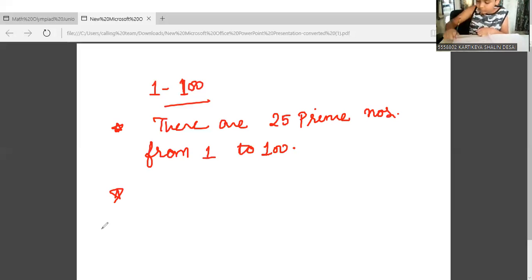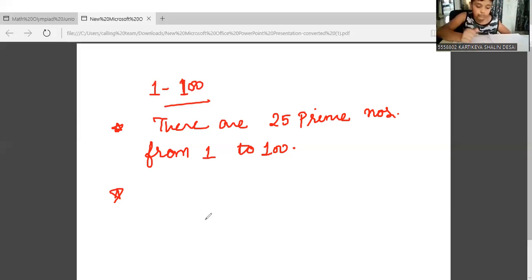Kartik, Amika is asking if from 1 to 100 there are 25 prime numbers, so from 1 to 200, will there be 50 prime numbers? No, we cannot say that. I am not saying that in every block of 100 numbers there are 25 prime numbers. No, this is not so. Every time we have to calculate and check each and every number. We cannot generalize this. Is it fine?